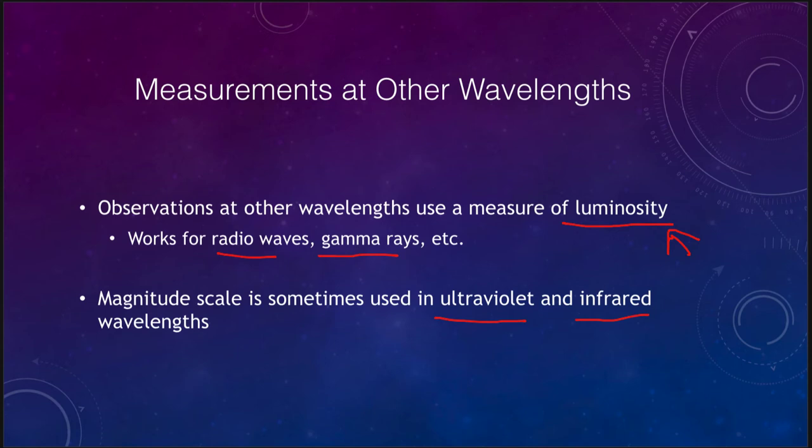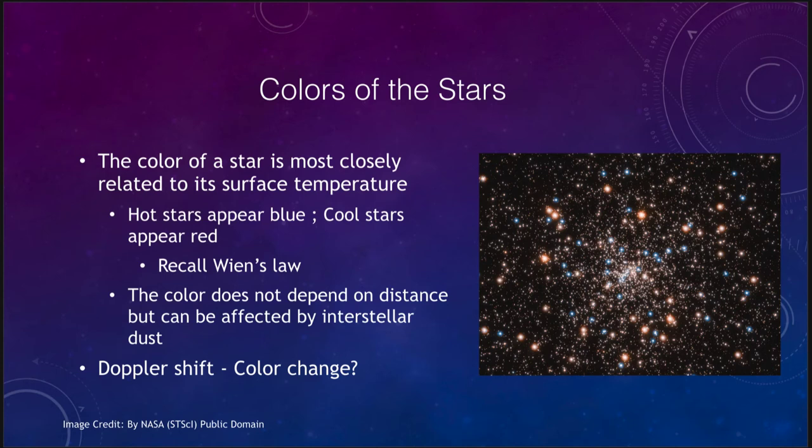Now, the other thing we wanted to look at in this section is the colors of the stars. When we look at images like this, we note that there are very distinct color variations in the stars. There are some stars like these that appear very red. There are other stars up here that appear very blue.